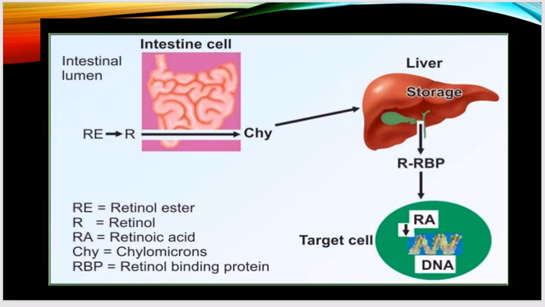In this diagram it is being excreted. The retinol esters are converted into retinol and absorbed into the intestinal cells, and now they are transported along with the chylomicrons to the liver where they are stored. From the liver, when they are going towards their target cell, they bind to the retinol-binding proteins and are transported to their target cells.